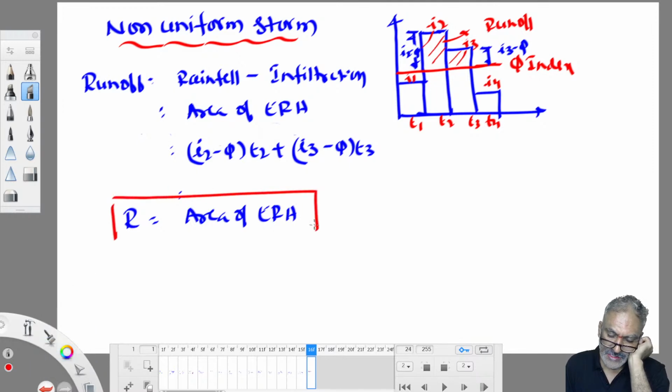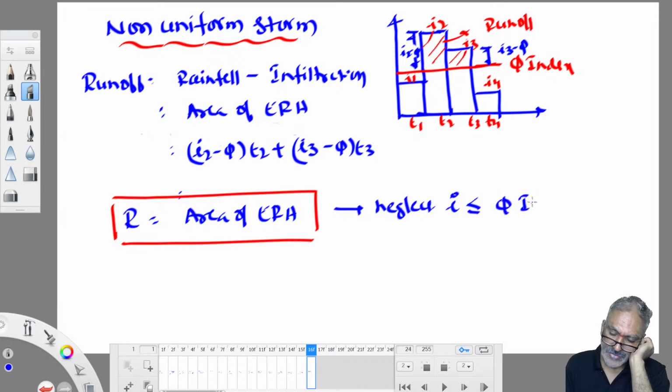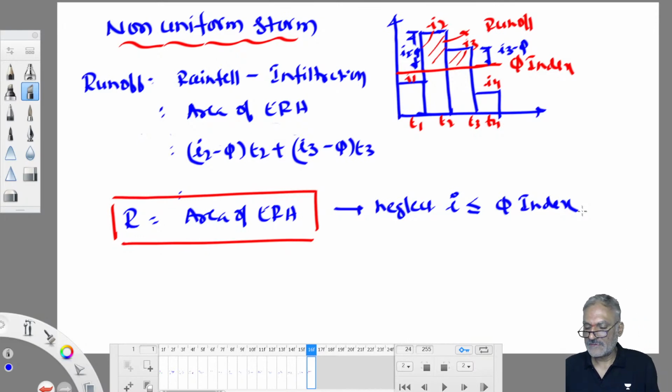So while taking this, neglect those I values which are less than or equal to the phi index. Only consider those I values which are above the phi index to work out the area of the effective rainfall hydrograph. Same concept, but you should be cautious. You should not take all I values, only those which are greater than the phi index value. Where the intensity of rainfall is more than the average rate of infiltration, only that portion of rain produces runoff. Only that is taken into account while working out the runoff component, and the rest of the intensities are neglected. Understood?